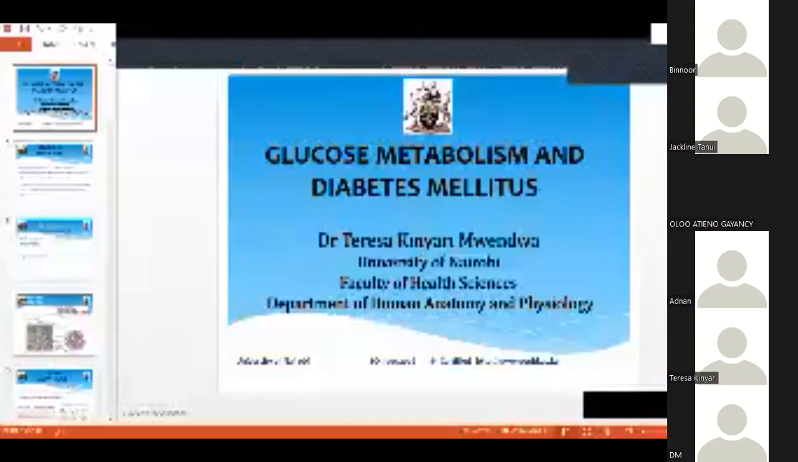Then the insulin antagonists are the ones that oppose the action of insulin. This means that when the blood glucose is low, they'll try to break down glucose from where it has been stored so that the body can increase the glucose levels. Glucagon is top on the list. It is secreted by the alpha pancreatic cells.